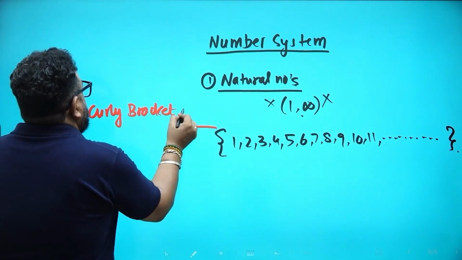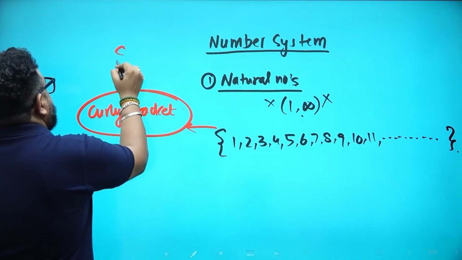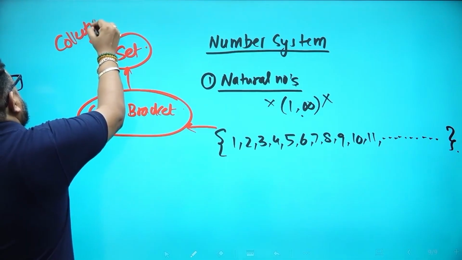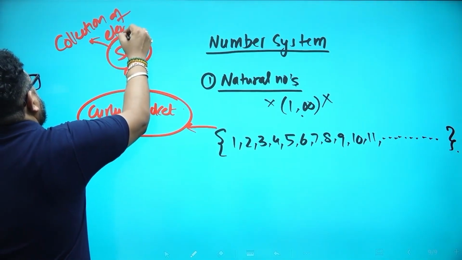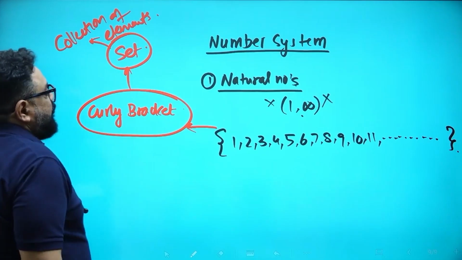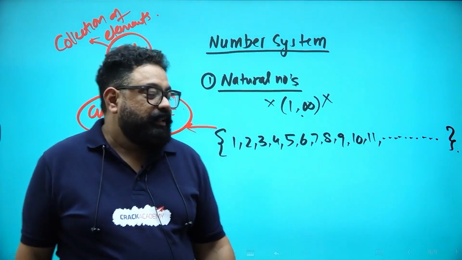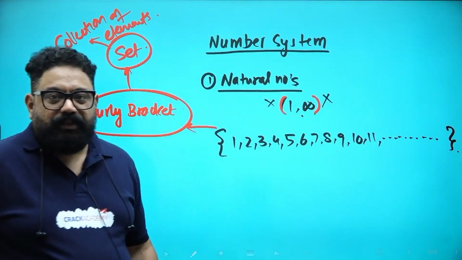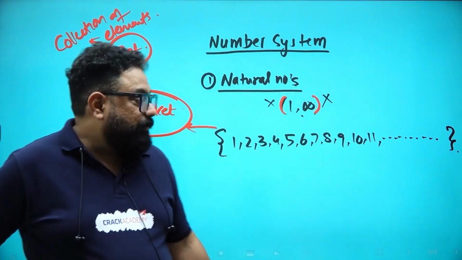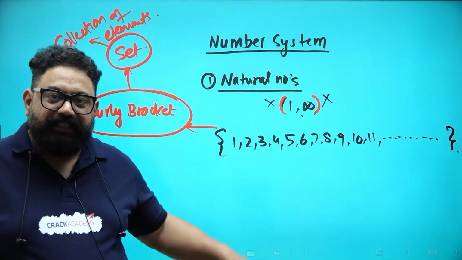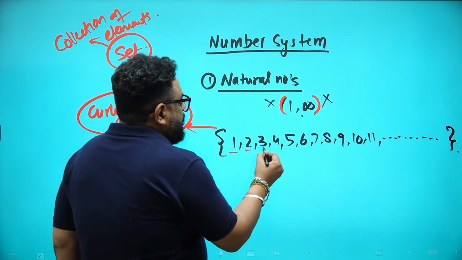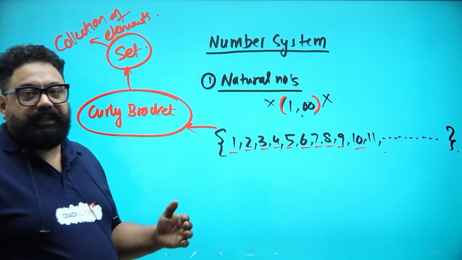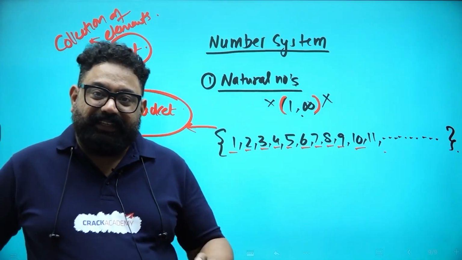Curly brackets will always represent a set. What is a set? A set is a collection of elements. So curly brackets represent a set, and you cannot say natural numbers is this set with open brackets. Whenever we talk about a set, the individual elements are written in the set, and nothing other than the elements is written.